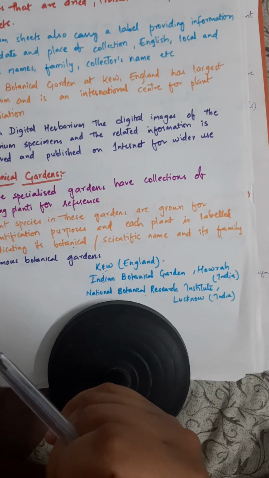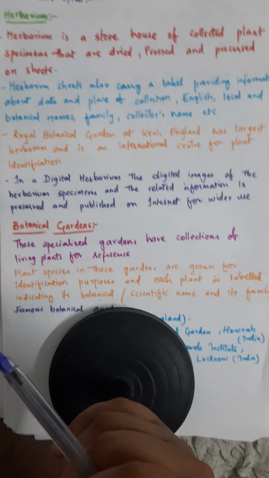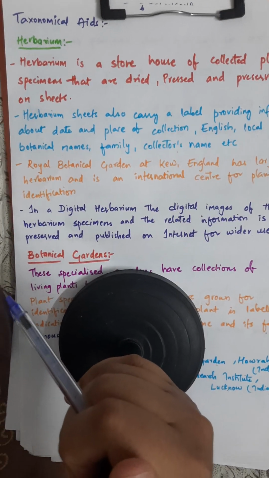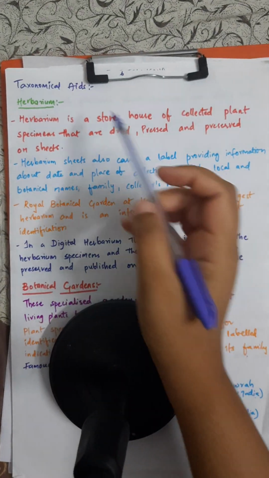Then coming to the taxonomic aids. To classify these organisms there are certain aids which are helpful for classifying the organisms. Let us discuss what these are.